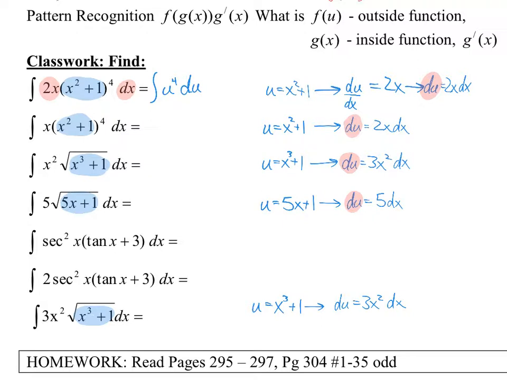So, if I actually do the integral there, the integral of u to the fourth is u to the fifth over 5. We plug back in the x squared plus 1 for u, and it's x squared plus 1 to the 5th over 5 plus c.